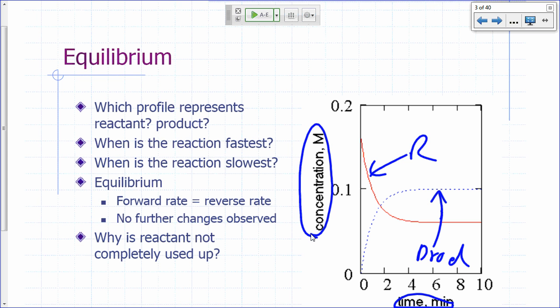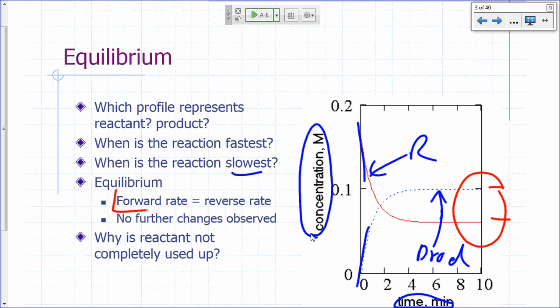Okay, so when is this reaction fastest? At the beginning, right, where the slope of your curve is steepest. And when is it slowest? Over time, concentrations level off, and the rate of the reaction essentially goes to zero. When that happens, we say we've reached equilibrium.